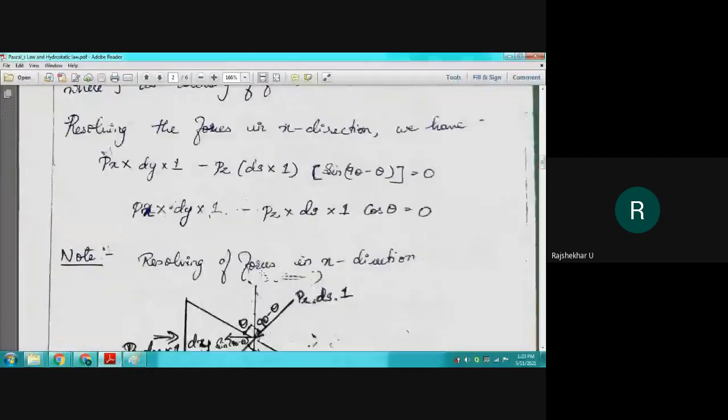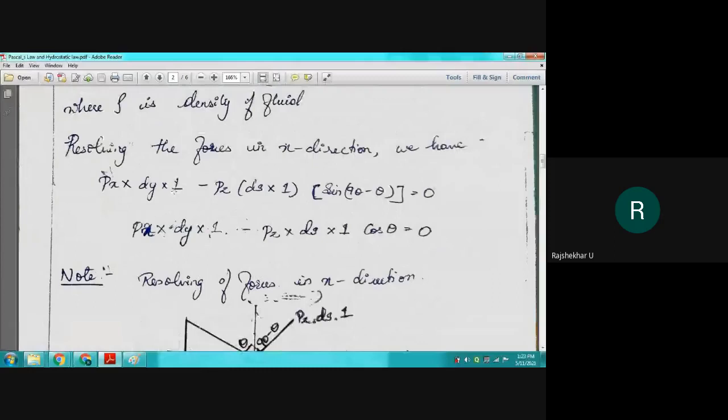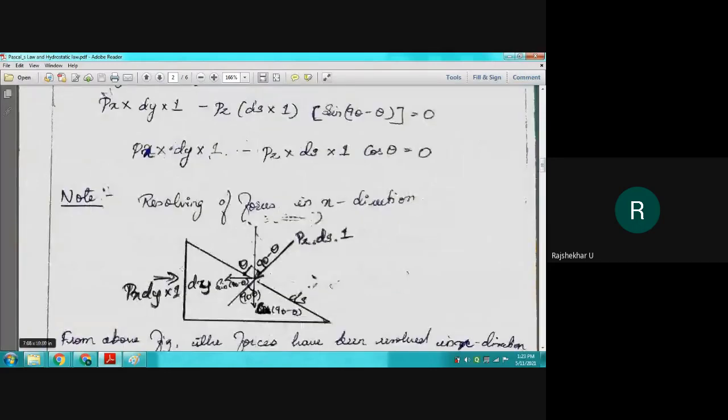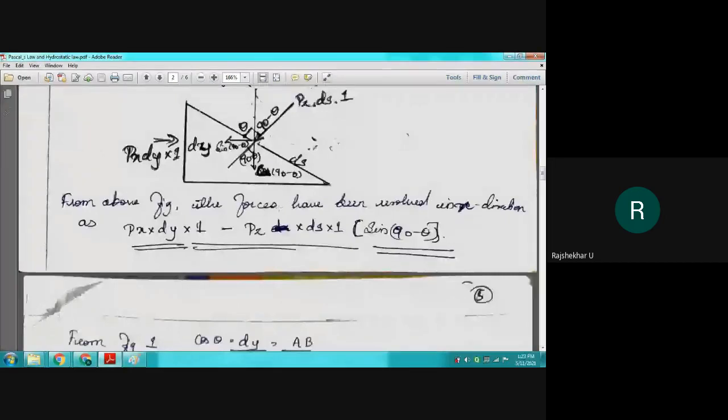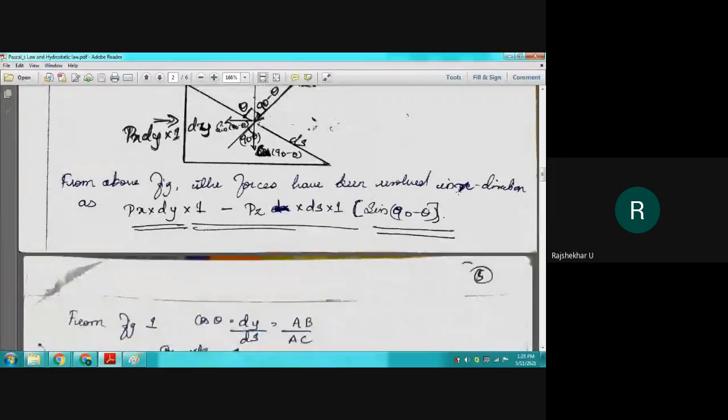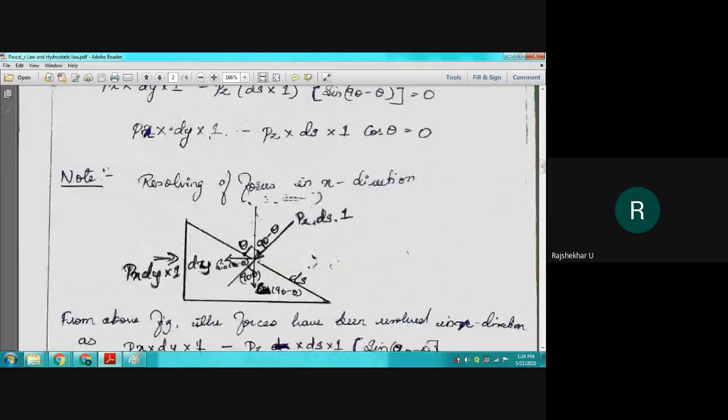So see here, px dy into 1 minus pz ds into 1 into this sin 90 minus theta. Sin 90 minus theta is cos theta. Either you can use this one or you can use this one. So that figure is drawn here. This angle was theta, so this angle becomes theta. This small angle becomes 90 minus theta. So from the above figure, forces have been resolved in x direction. We have considered only x direction. Other direction forces we have not considered. So this is the main equation.